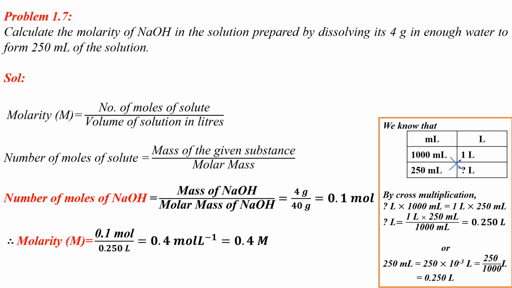Let's do problem 1.7. Calculate the molarity of sodium hydroxide in the solution prepared by dissolving 4 grams of it in enough water to form 250 ml of the solution. We are asked to calculate the molarity of the sodium hydroxide solution that was prepared by dissolving 4 grams of sodium hydroxide in 250 ml of solution.